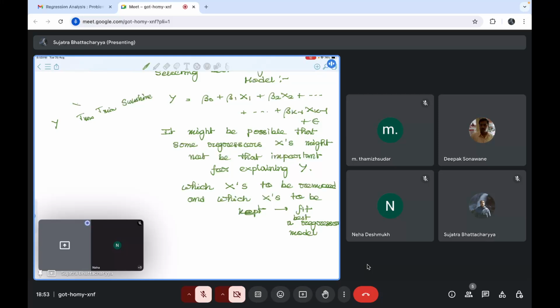Okay. These are all regressors: X1, X2, X3, relative humidity X4. Then rainfall is also another parameter, x5. So based on this, you can find out the y.